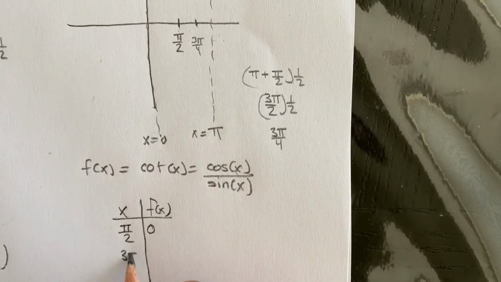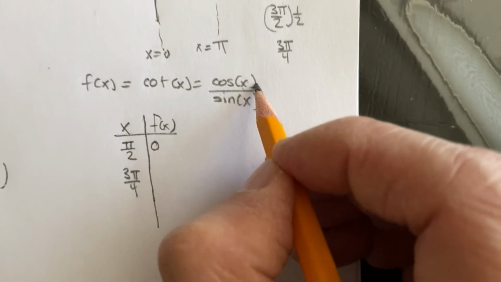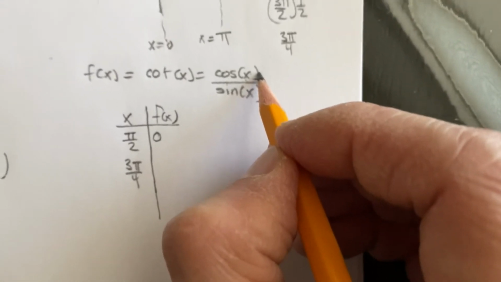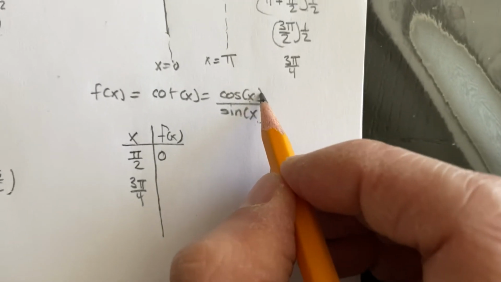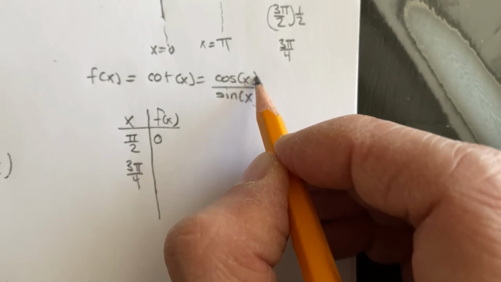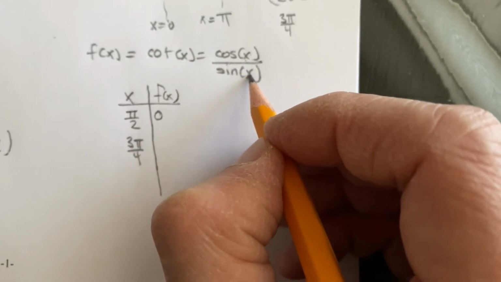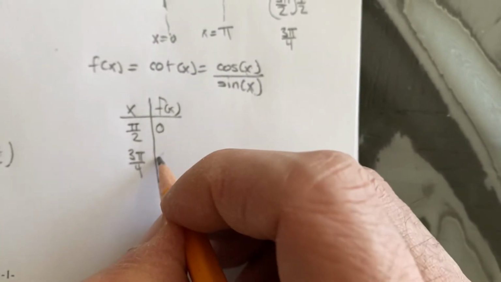So if I plug in 3 pi over 4, think about it, I'm in quadrant number 2. The cosine of 3 pi over 4 is negative root 2 over 2 because I'm in quadrant 2, the x value is negative. The sine of 3 pi over 4 is positive root 2 over 2 since I'm in quadrant 2. So negative root 2 over 2 divided by positive root 2 over 2 is negative 1.